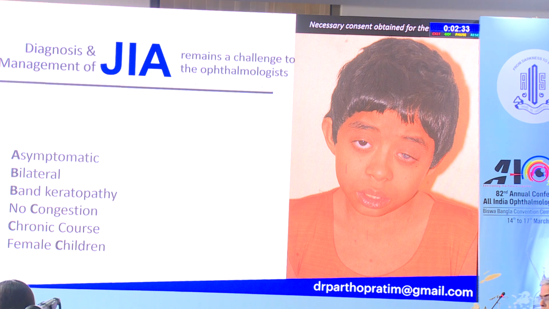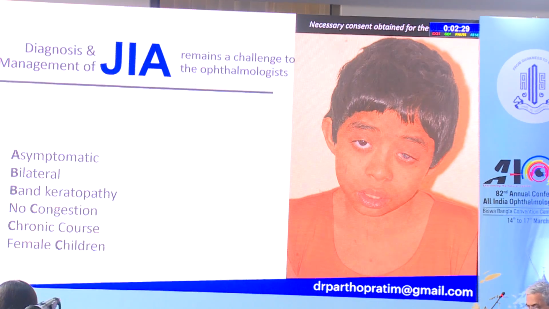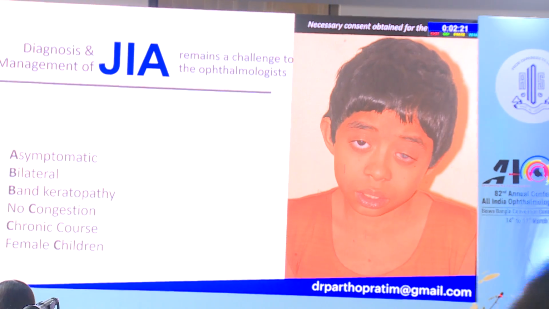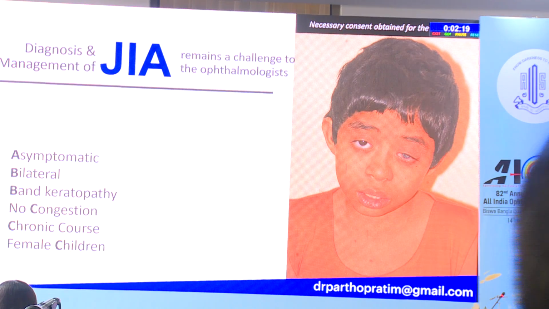For example, whenever you treat a case of anterior uveitis in children, you have to make sure that you have ruled out JIA, because JIA can be notorious and run a chronic course, and you need a rheumatologist's help to treat that. So don't treat a case of anterior uveitis only with topical steroid or cycloplegic.